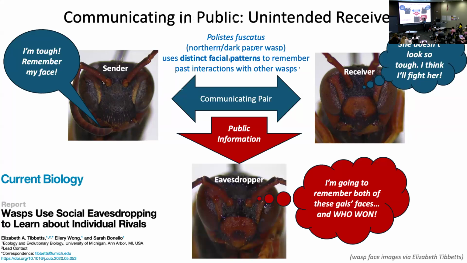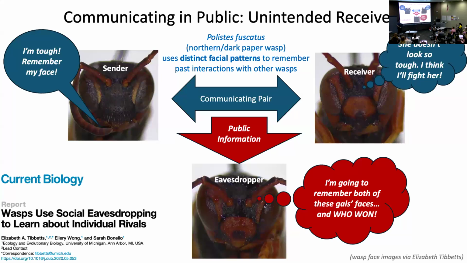So Dr. Tibbetts can have a third wasp behind a plastic partition, watching two other wasps interact and fight and watching the outcome. After that outcome, she can take the third wasp that's been behind that plastic partition and expose that wasp to the individuals that were involved in it. And she will respond differently to the loser versus the winner. So not only are they remembering facial patterns, but she is eavesdropping and remembering the facial patterns of the winner and the loser and modifying her behaviors based on that interaction.